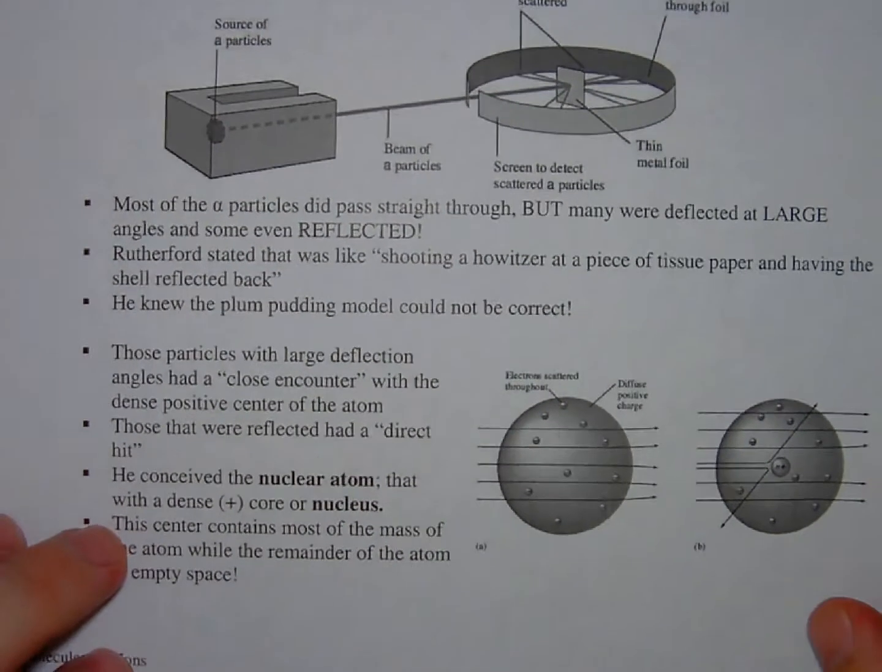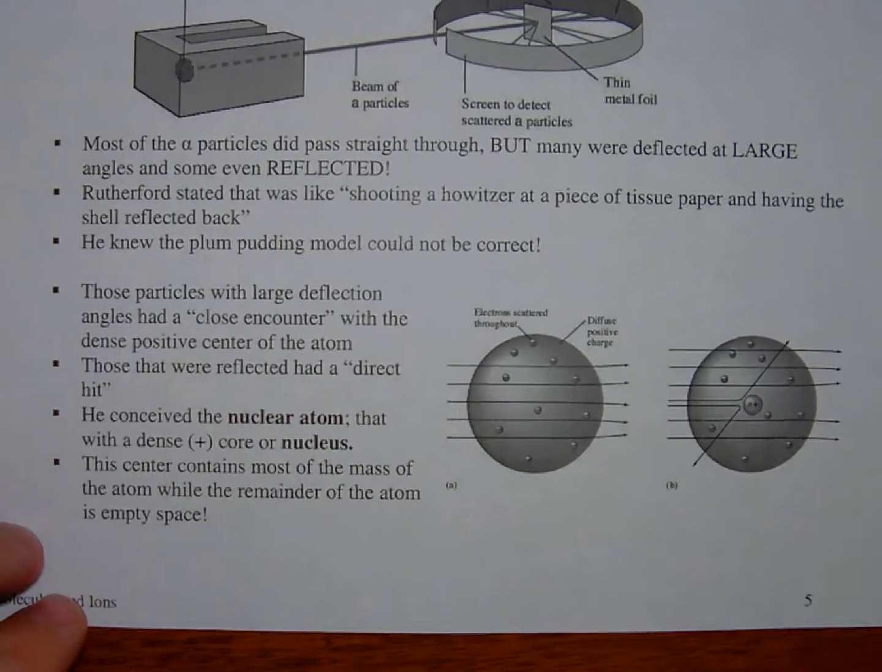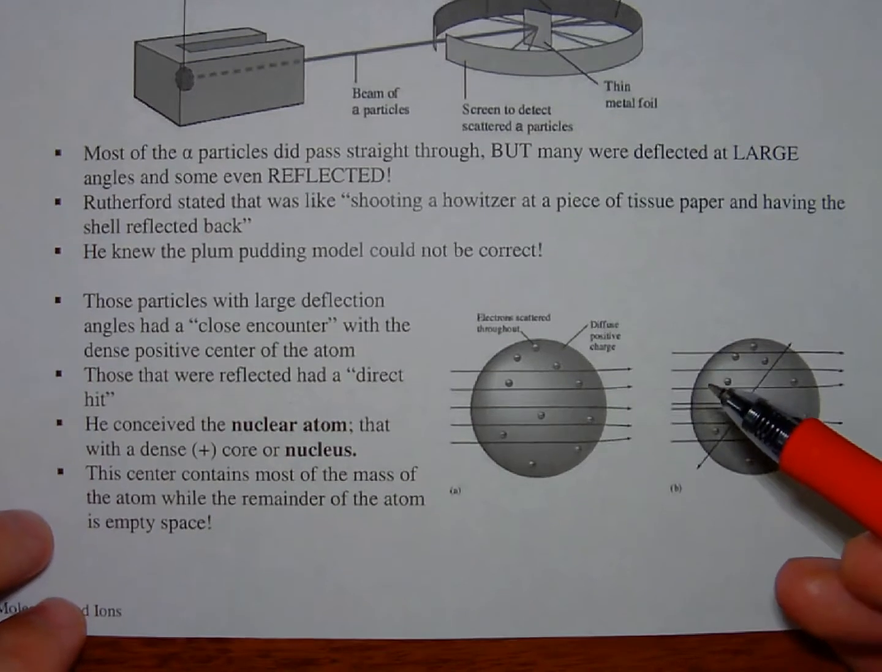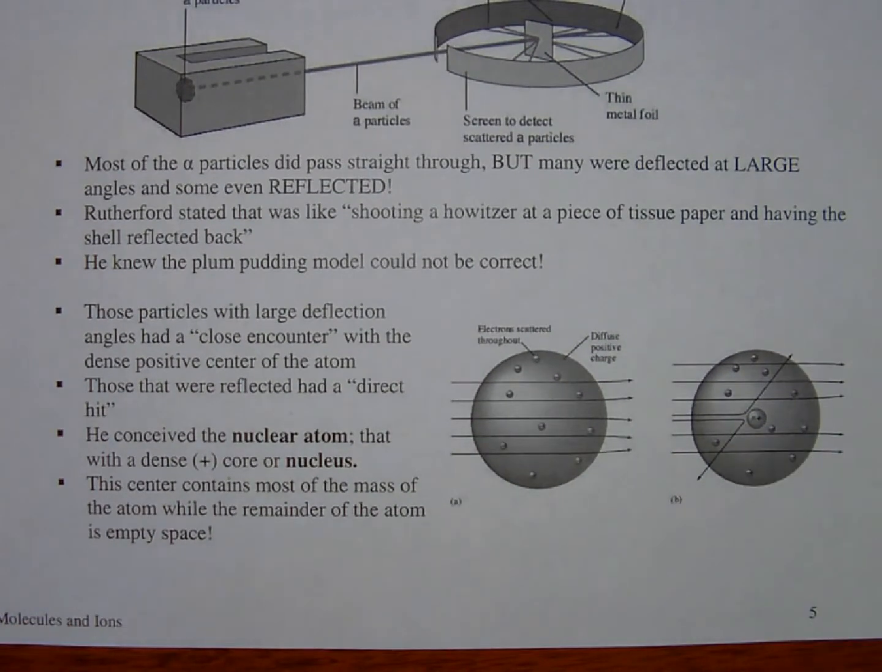Now, again, not to say that the plum pudding model was useless or should never have been. This is an example of adding new information to the collective knowledge set, the collective information set, and so we have to change the model. We have to make adjustments to the way we think about reality.